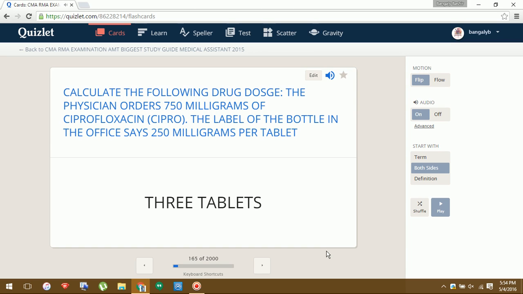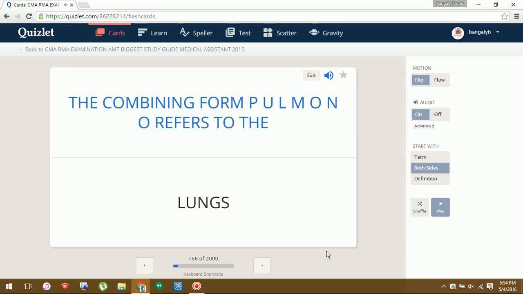Calculate the following drug dosage. The physician orders 750 mg of ciprofloxacin. The label of the bottle in the office says 250 mg per tablet. 3 tablets. The combining form PULMONO refers to the lungs.